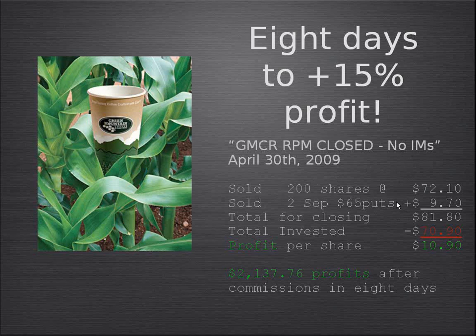Well, that put still has value. We still have a lot of time value left in the option, and it's only a little bit out of the money now. Remember, we bought it in the money. It's only a little bit out of the money now. So when the stock had moved up to $72.10, the put was still worth $9.70. So we could sell to close the stock at $72.10, sell to close the put for $9.70, and this gave Kurt a total closing cost of $81.80.